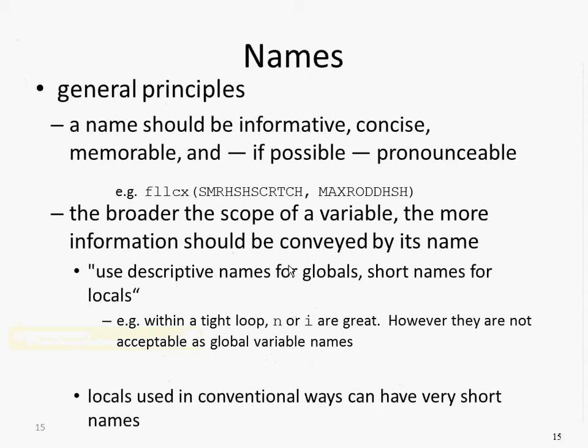And generally speaking, for variables, the broader the scope, how broadly it can be accessed, the more care we need to put into its name. So you need to use descriptive names, particularly for globals, sometimes for parameters that are used to alter a function, but shorter names often for local variables. For example, within a loop, using i in some cases or n is pretty good.